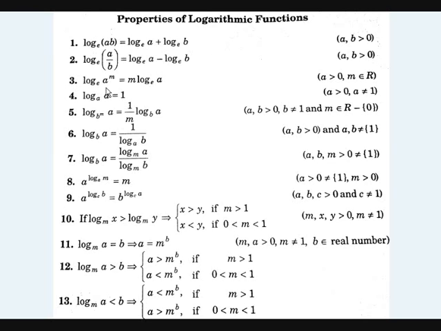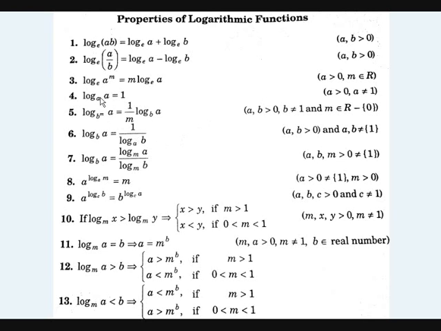Okay, now the third property. The third property is that log A power M base E is equal to M log A base E. Means the power comes before. The conditions are A should be greater than 0 and the power should be a real number, right? So M belongs to R. And the other thing, if the base is a variable, it should be greater than 0 and not equal to 1, as always.